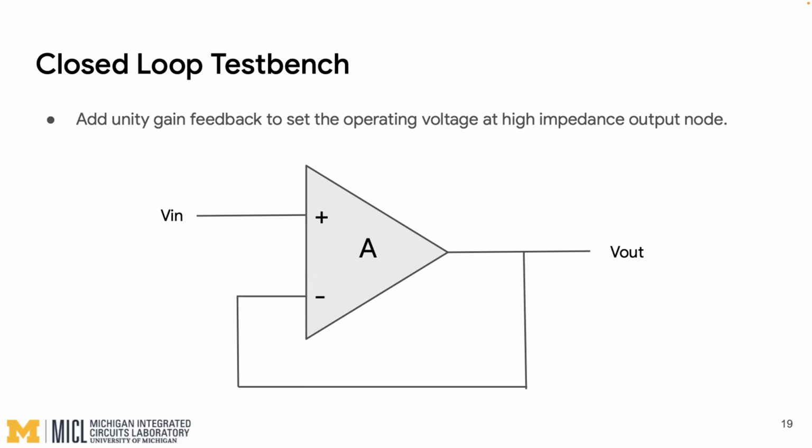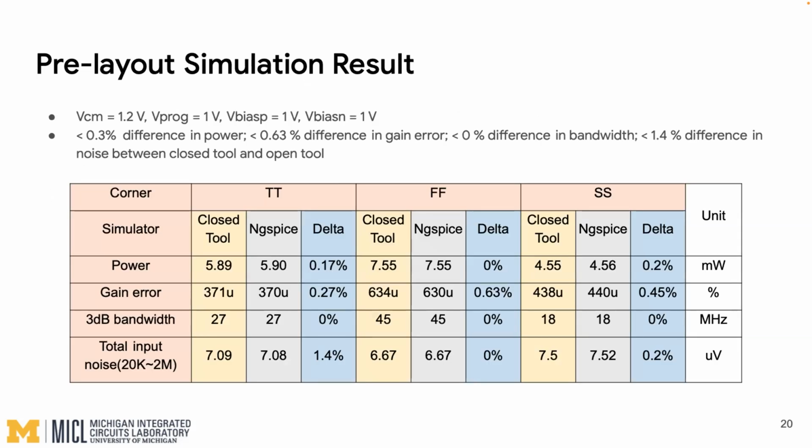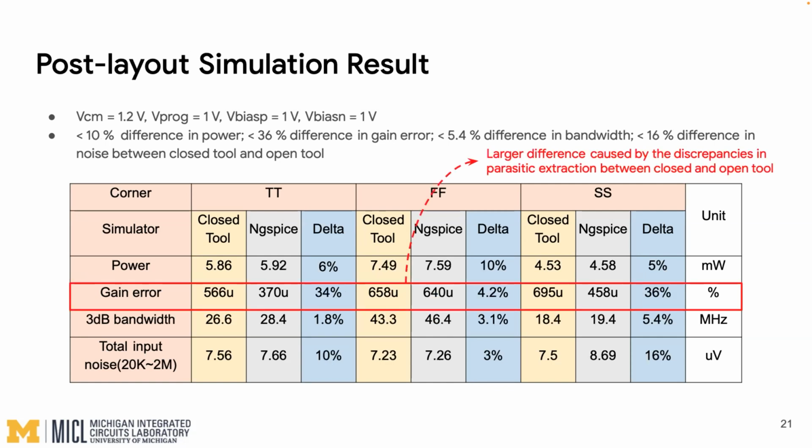because this is similar to the simulation I just presented. So this is the pre-layout simulation, and you can see, just like the previous one, almost all the performance is similar. And this is the post-layout simulation. So you can still see some difference caused by the discrepancy. And I want to mention the gain error here.